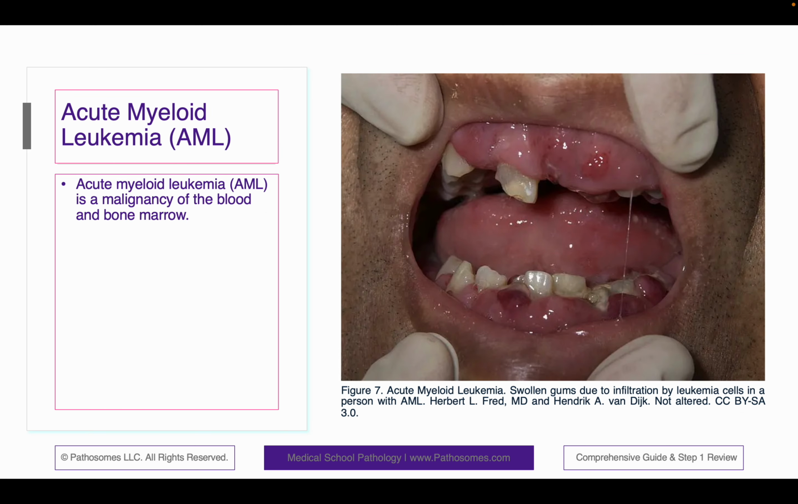Acute myeloid leukemia is a malignancy of the blood and bone marrow. Here we see this image to the right that's showing the swollen gums due to infiltration by what? Acute myeloid leukemia.